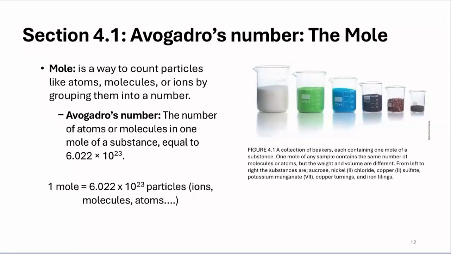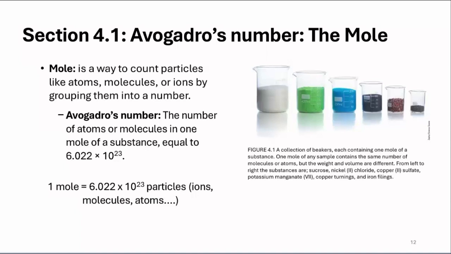In this video, we are going to explore the concept of the mole. In chemistry, there is a way to count atomic particles, or in other words, chemical concepts. The mole is a way to count particles like atoms, molecules, and ions, grouping them into a single number. The mole is kind of like the idea of having defined 12 objects as a dozen.